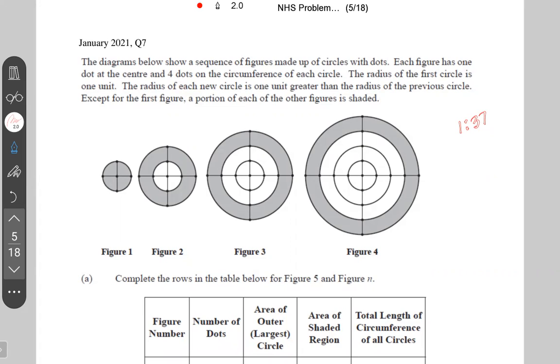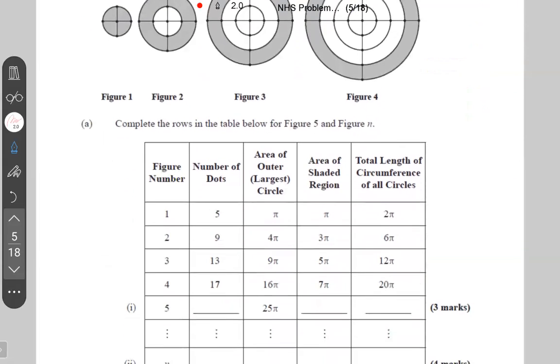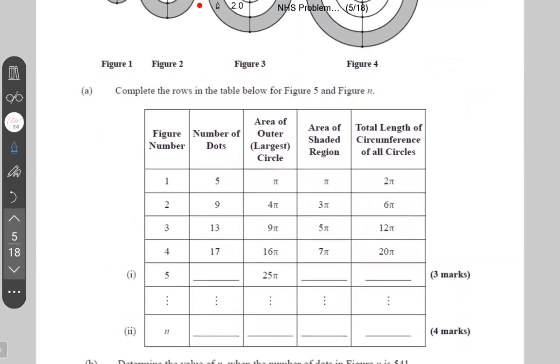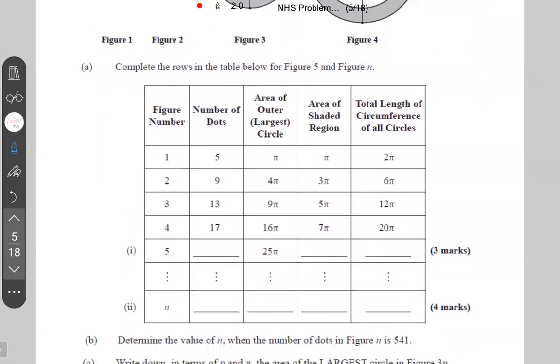The radius of the first circle is 1 unit. The radius of each circle is 1 unit greater than the radius of the previous circle. Except for the first figure, a portion of each figure is shaded. Part A is asking us to complete the rows in the table below for figures 5 and n.